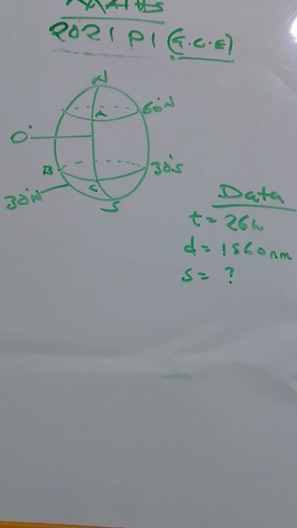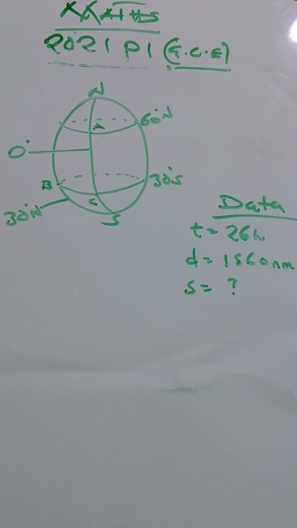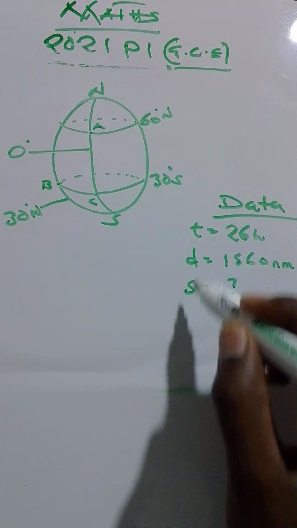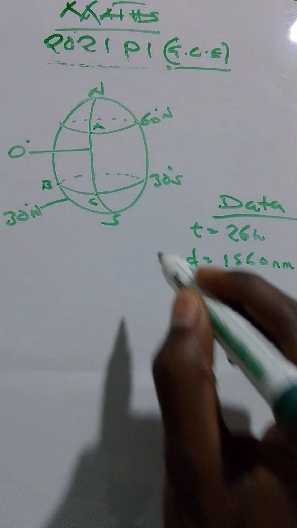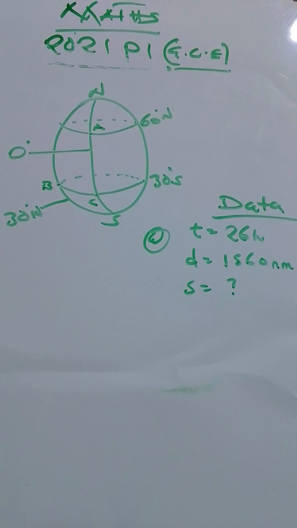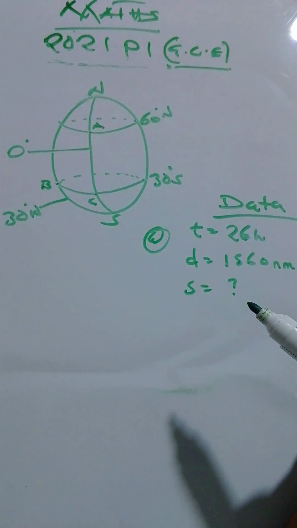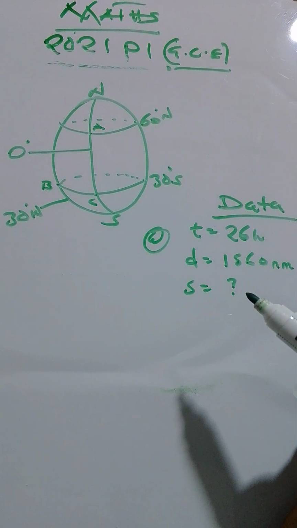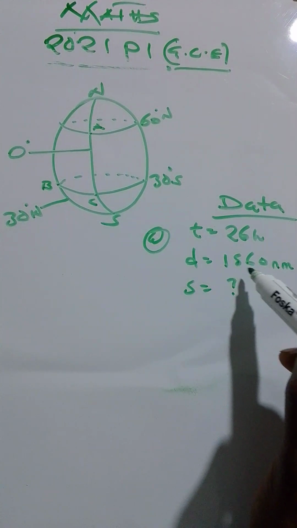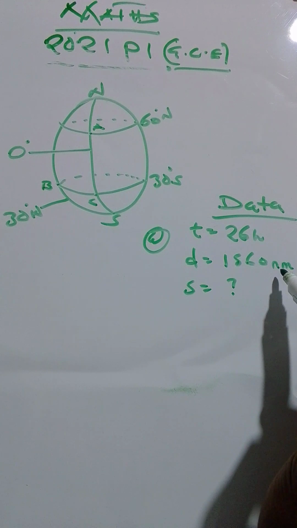So under earth geometry, I've just drawn the question, the diagram. Then I've also collected the data from the first question, which is A. So the question is saying a ship takes 26 hours to travel from B to C, a distance of 1,560 nautical miles was covered. Now find the speed of the ship in knots.